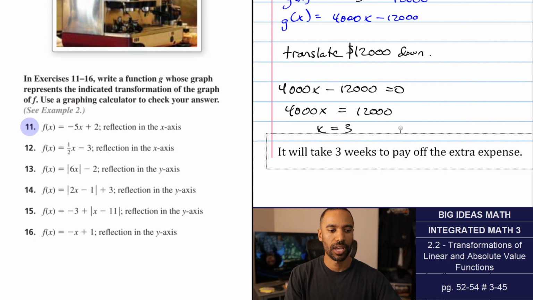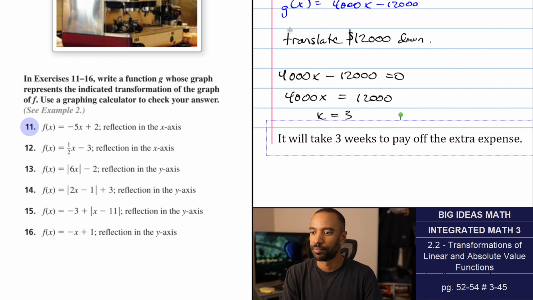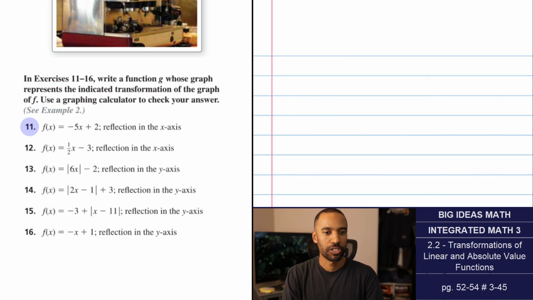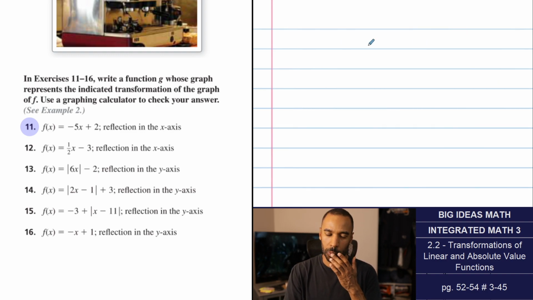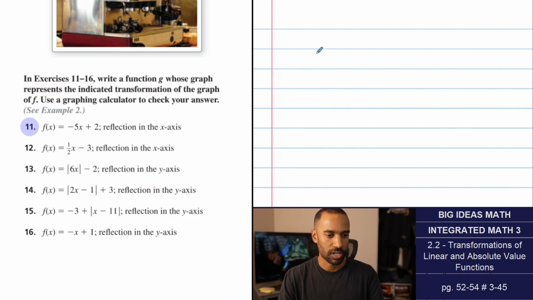Okay. Numbers 11 to 16. Write a function g whose graph represents the indicated transformation of the graph of f. Use a graphing calculator. So it's the same stuff as the original problems, but now it's not on translations anymore. Now it looks like reflections. So I think it's going to go kind of fast here.